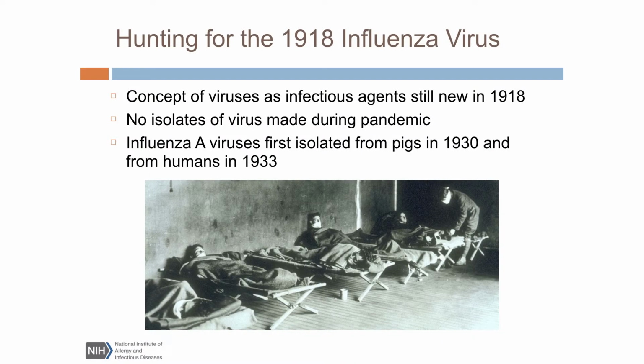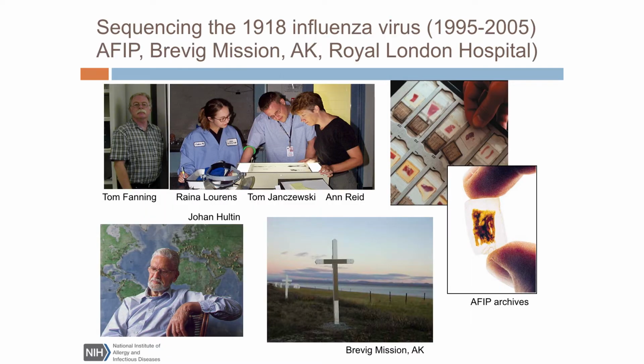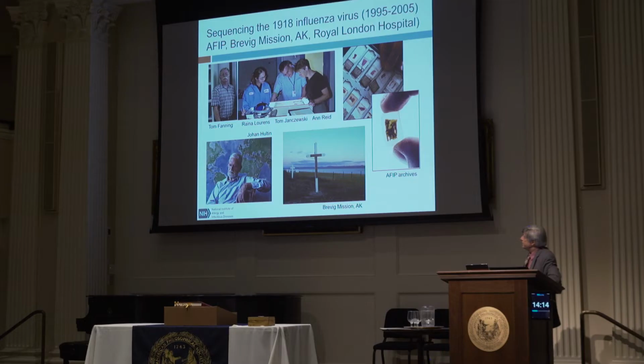So there were no virus isolates made in 1918, so there was no way to study the virus. So in the mid-1990s, at the Armed Forces Institute of Pathology, we had the crazy idea that maybe we could find tiny fragments of the RNA from formalin-fixed, paraffin-embedded autopsy tissue blocks from US soldiers who died, as well as from exhuming bodies from Brevig Mission, Alaska, where John mentioned 85% of the adults died in 5 days. So with Johan Hultin, an exhumation was done in 1997 to obtain some tissues.